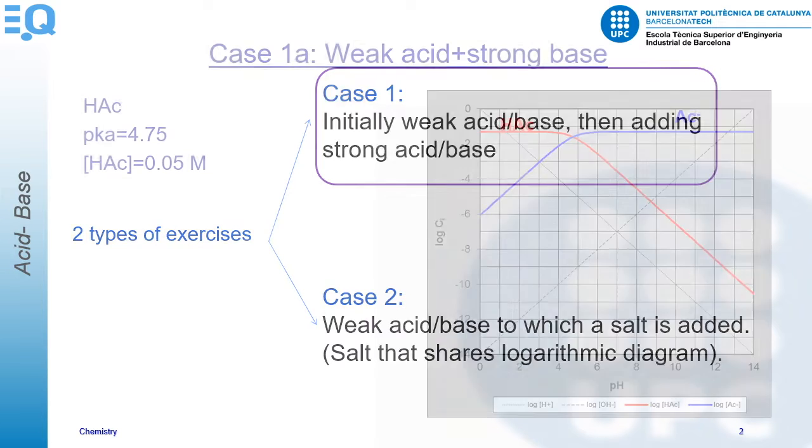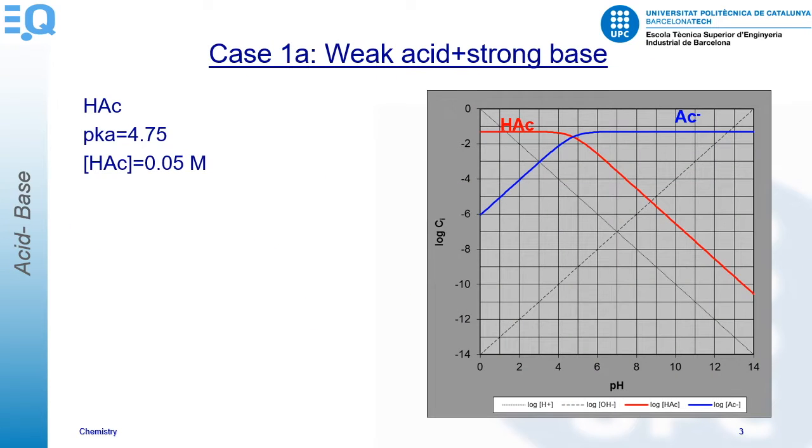Imagine we have a weak acid, for example acetic acid, written as HAc. The pKa is 4.75 and the initial concentration is 0.05 molar. This acid is monoprotic, it only has one proton that can be liberated to the medium. Therefore, the logarithmic diagram only has two species coming from the acid in it.